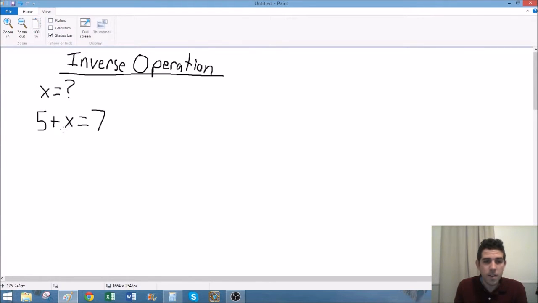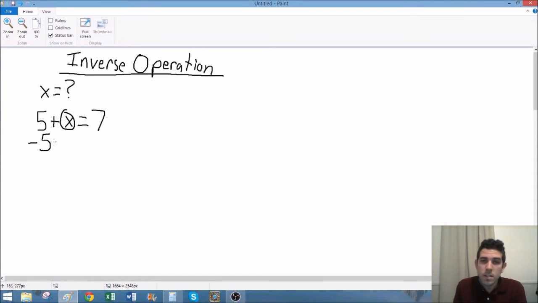First, look at your variable. I see this x sitting right here. Then, do the opposite of whatever operation is happening to it. I see that x is being added by 5. The opposite of addition is subtraction. I'm going to write my subtraction right below it to show that I'm subtracting 5.